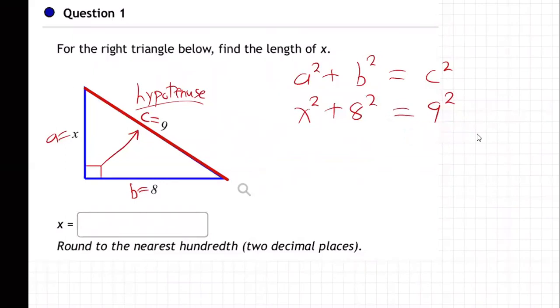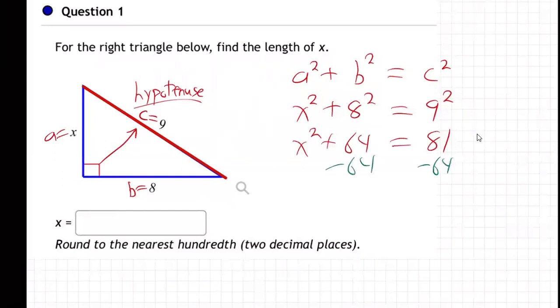Okay, now we just solve for X. So 8 squared, 8 times 8 is 64, 9 times 9 is 81. How do we finish solving for X? I think you know, subtract 64 from both sides. And we get X squared equals, use your calculator, at least on mine, 17. And then root it.